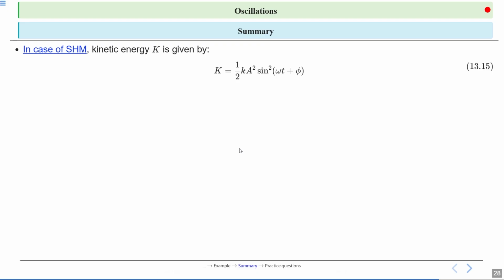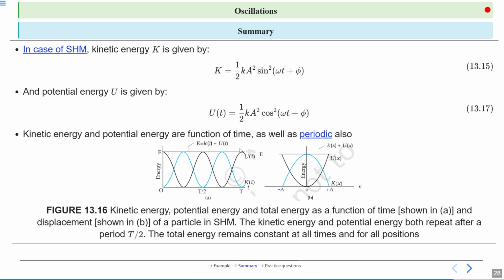Now, we will summarize today's lecture in some points. In case of SHM, kinetic energy K is given by K equal to 1 by 2 k A square sin square (omega t plus phi). And potential energy U is given by U of t equal to 1 by 2 k A square cos square (omega t plus phi). Kinetic energy and potential energy are functions of time as well as periodic also. They both complete a full cycle in half period or T by 2.